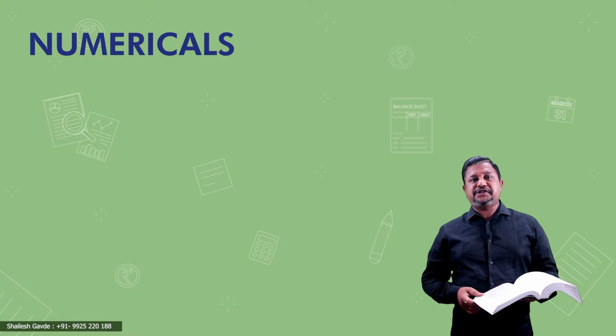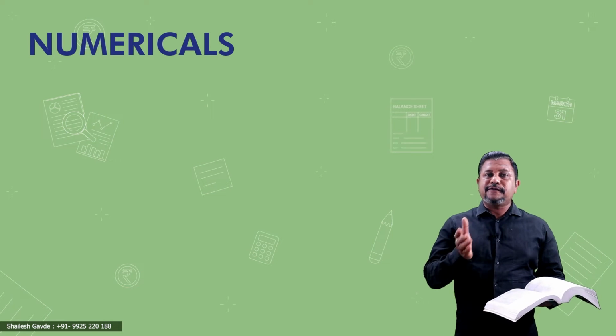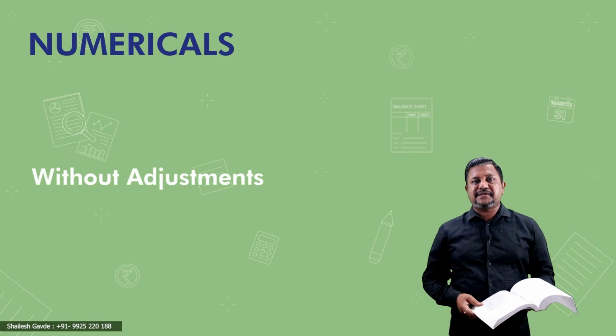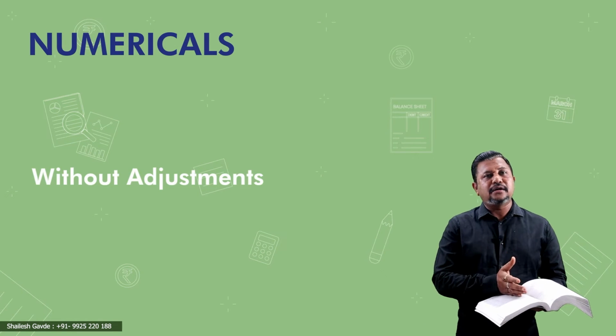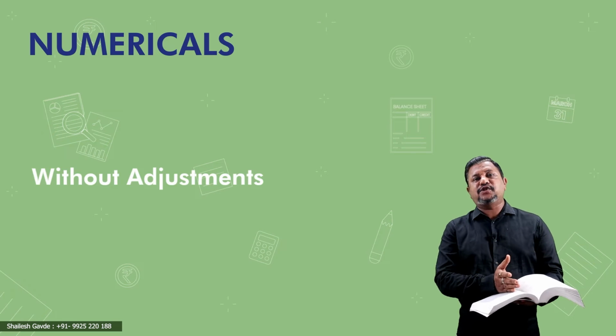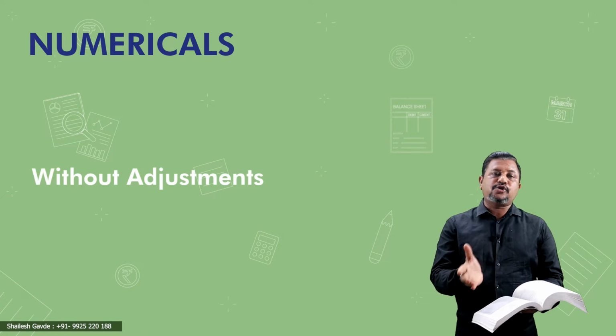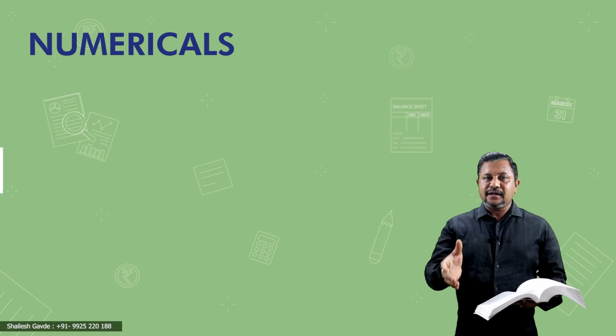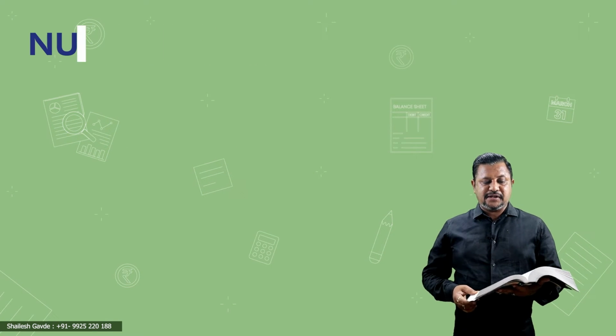Now we'll start with numericals based on financial statements. The first level numericals are without adjustments. We'll learn how we classify the trial balance into trading, profit and loss account and balance sheet. Well, we'll start with the first question.